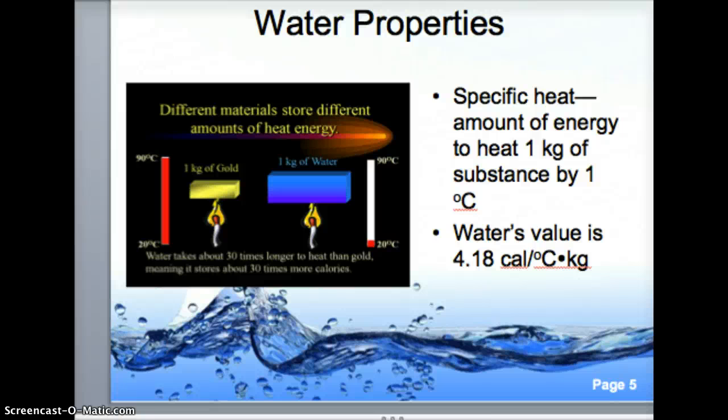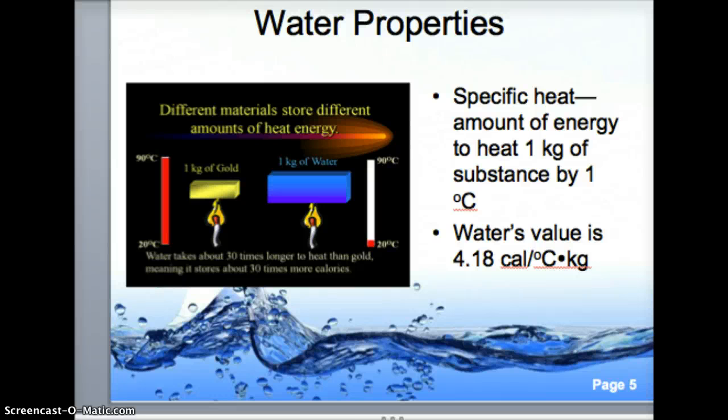The graphic here is trying to show you an example. If you had 1 kilogram of gold and 1 kilogram of water, and you put the same amount of energy to them, so the same flame, the same heat, you would change the temperature of the gold by almost 70 degrees. If you took that same amount of energy and put it to the water, it would only change its temperature by maybe 4 or 5 degrees. So that means water is actually very difficult to heat. It's kind of a unique property of water.